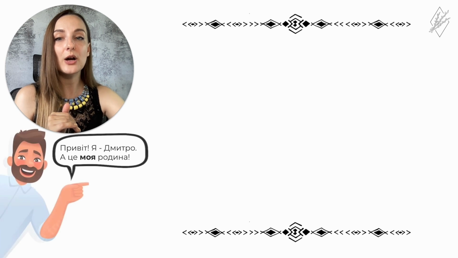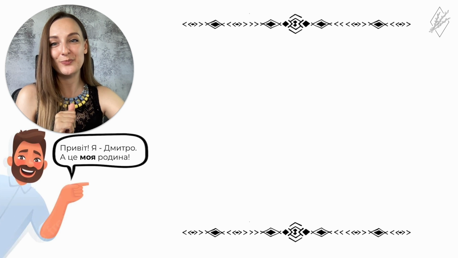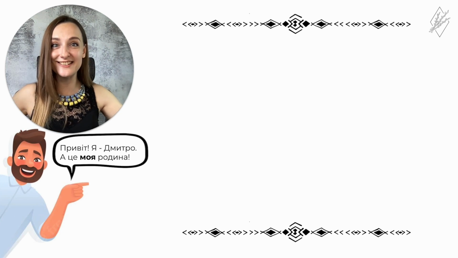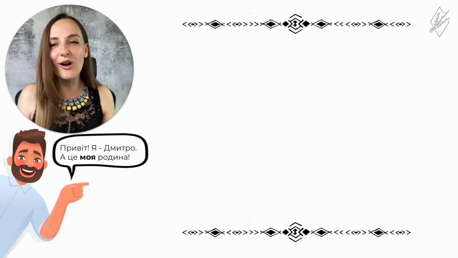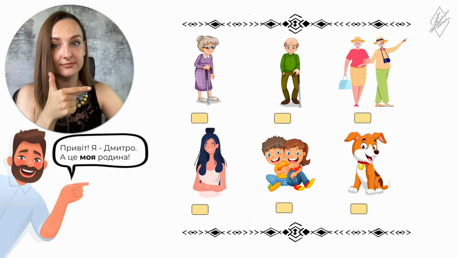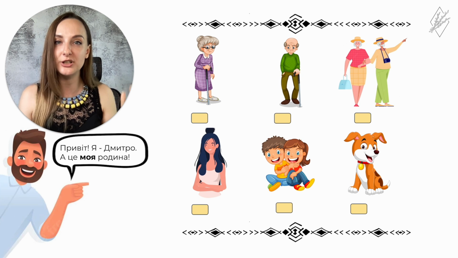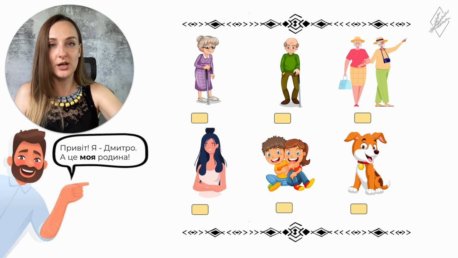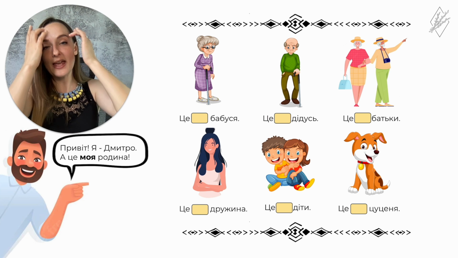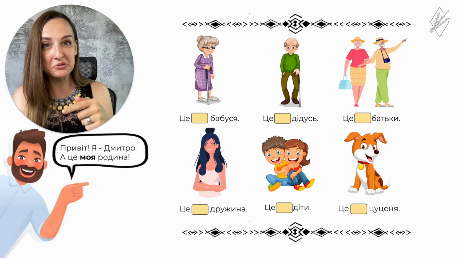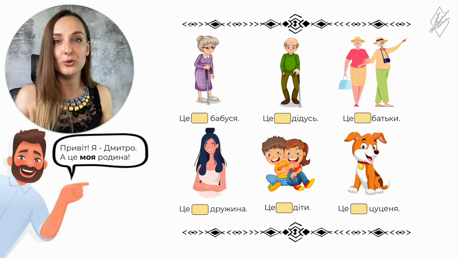And now I want us to practice a little bit. This is our character. And he says, Привіт! Я Дмитро, а це моя родина. Моя родина. Родина, family, is feminine word, that's why моя. Моя родина. And now we will imagine that we are Dmitro, and what he says about his family.